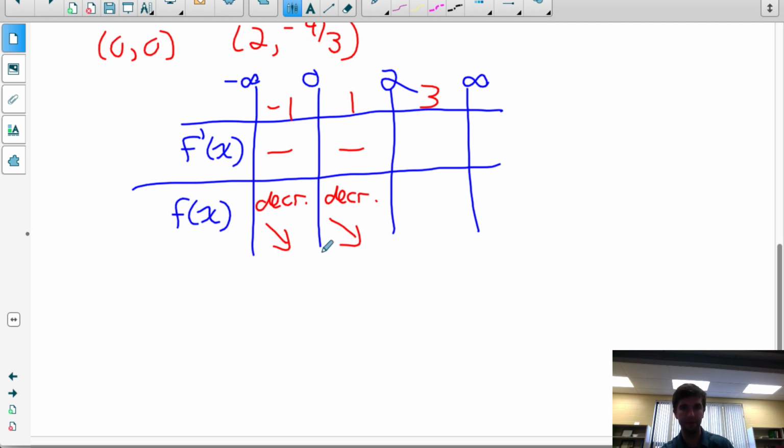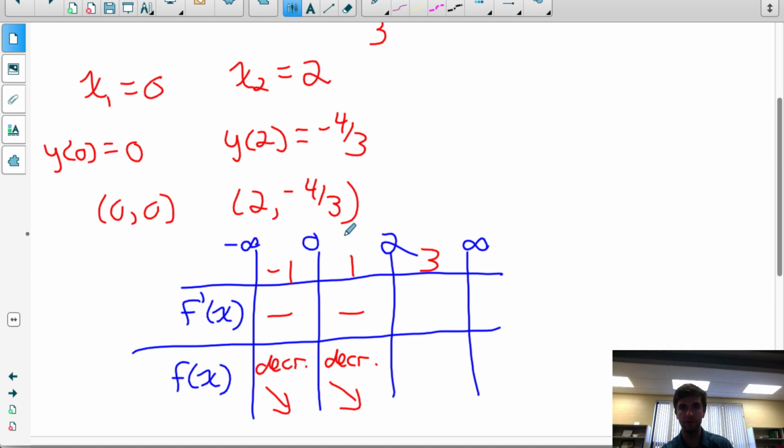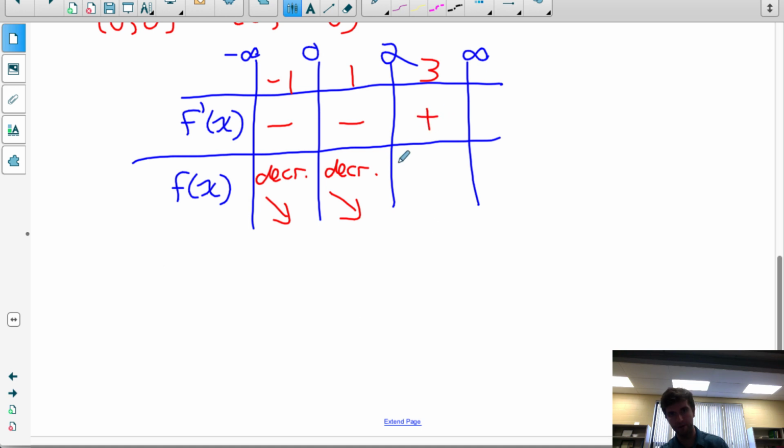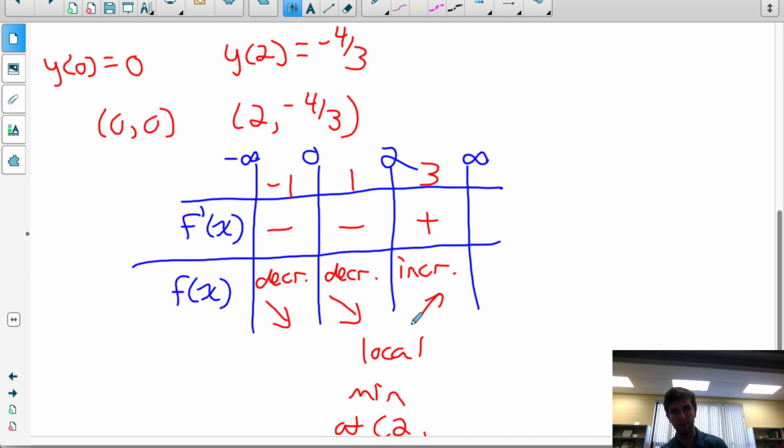Let's check what happens after the critical number of 2. So I chose the test value 3. If we plug that in, we get 9 times 1, that's 9. So it's positive. So that means the original function is increasing, which means before 2, the function was decreasing. After 2, the function was increasing. So what we have is a local min at 2, -4/3.